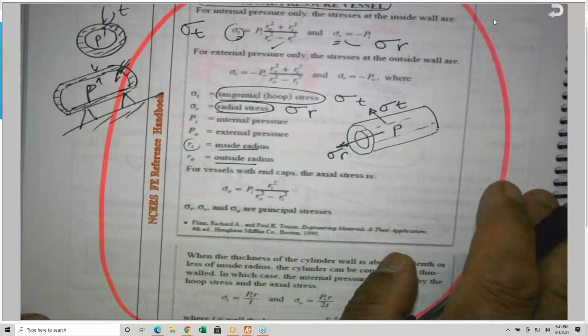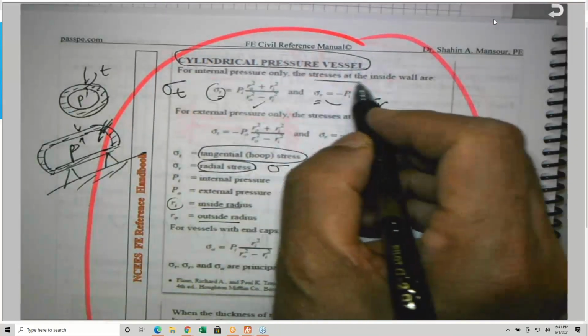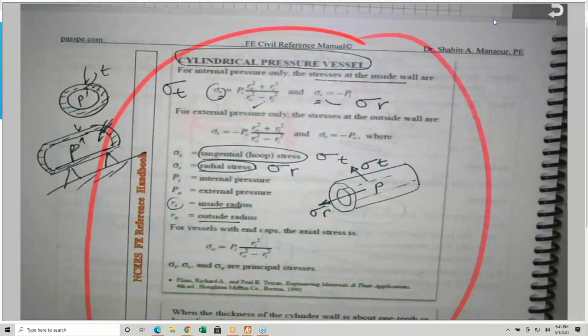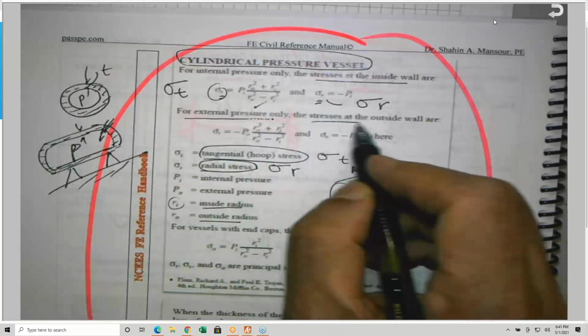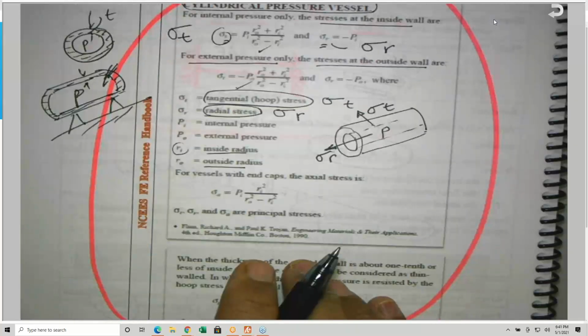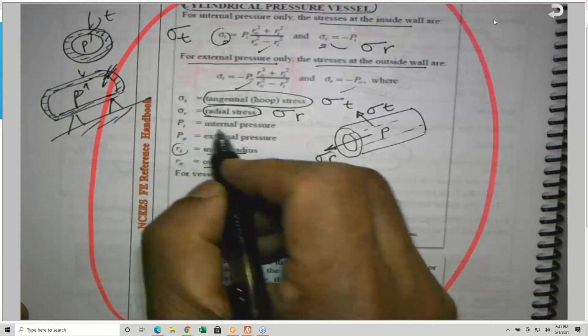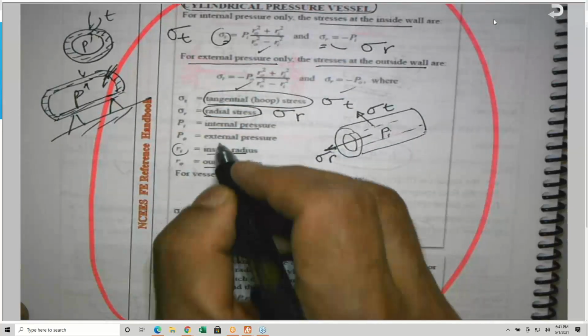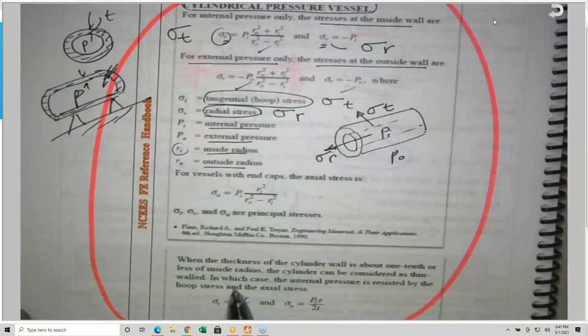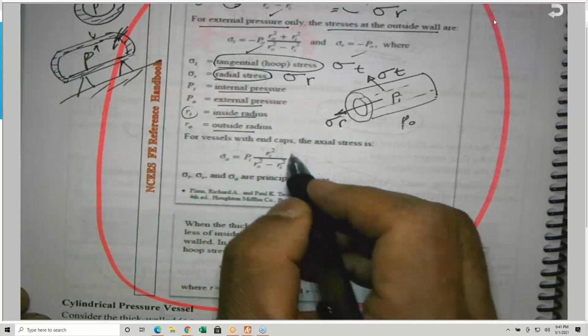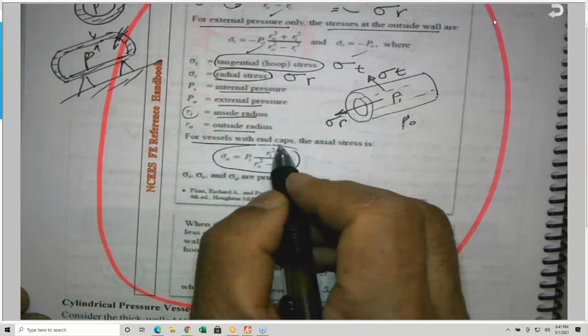So the stresses at the inside walls are given by this equation. For external pressure only, the stresses at the outside walls are given by these equations. P sub I is the internal pressure, and P sub O is the external pressure. And they added another equation here for vessels with end caps, the axial stress, where we have caps at the end here, is given by sigma axial equals the internal pressure P sub I, R sub I squared, over R sub O squared minus R sub I squared. All these equations are given here.